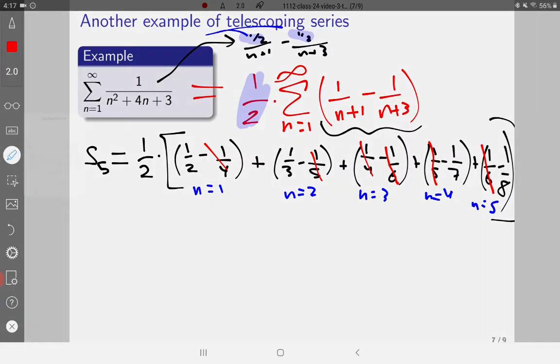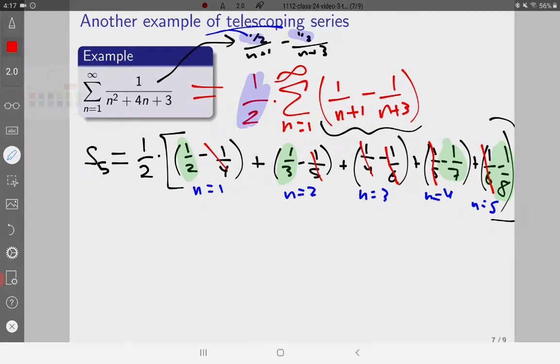But I do have some things left over. I have that 1/2 and 1/3 appear. They never got canceled out. There was never a negative 1/3 earlier or negative 1/2 earlier to get rid of them. And I also see at the end there's a minus 1/7 and a minus 1/8. And neither of them have anything later to cancel them out. The positive 1/7 isn't coming until the next term when n would have been 6. And the positive 1/8 term isn't going to come until the term after that.